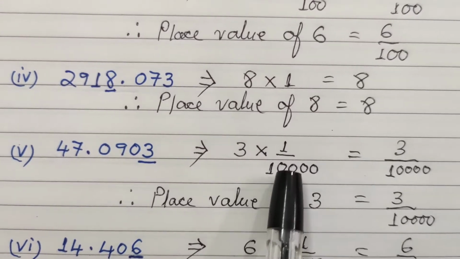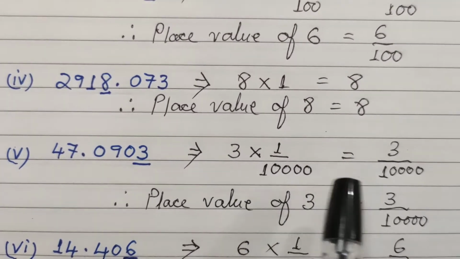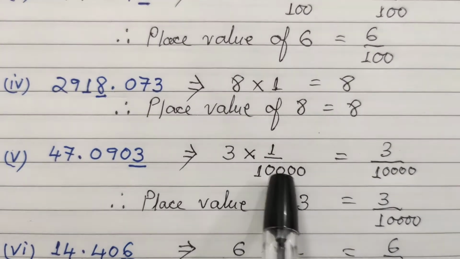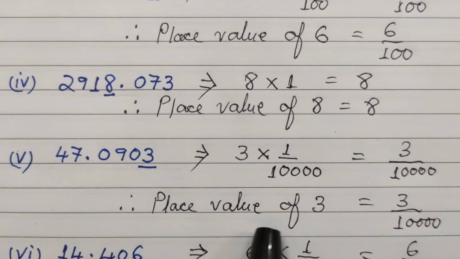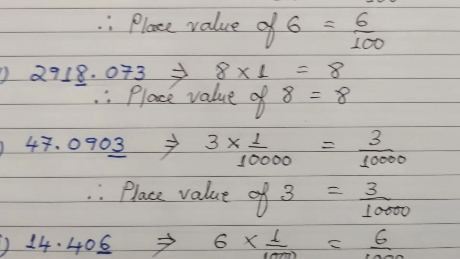It is in the 1 by 10,000th position. 1 by 10,000 is written like this. So 3 into 1 by 10,000 is 3 into 1, which is 3 in the numerator, divided by 10,000. So the place value of 3 is 3 by 10,000.